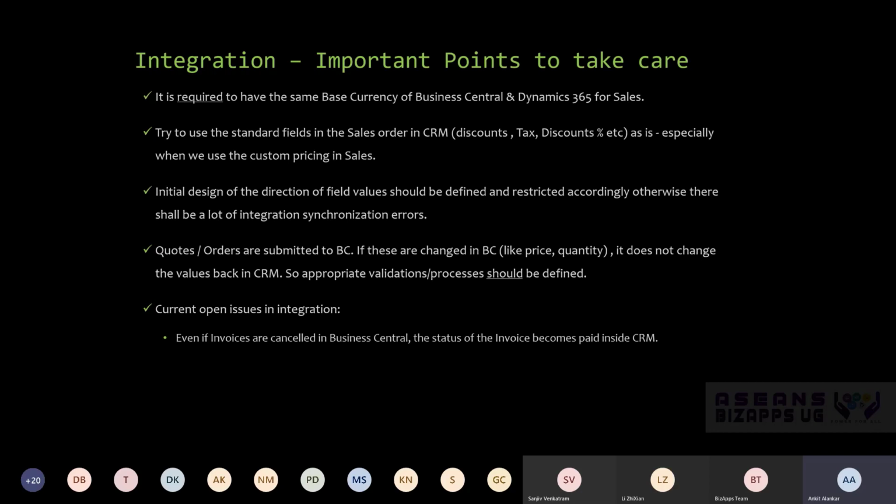Okay, some important points that I mentioned here. It is required to have the same base currency, as we discussed. The second point is very important, and we have seen the system messing up: we have to use the standard fields inside CRM with their standard meaning. If it's a percentage discount field, you use it as it is. Especially when we use custom pricing functionality in sales, if you try to customize the standard fields, that's where you will mess up the integration. BC is going to mess you up. So you should take care that you use the standard fields with their meaning. If it's manual discount in sales, you use that manual discount as that. If there's a tax field, you use it as a tax field. Even if you are customizing something, make sure the meaning of that field is the same as in sales.